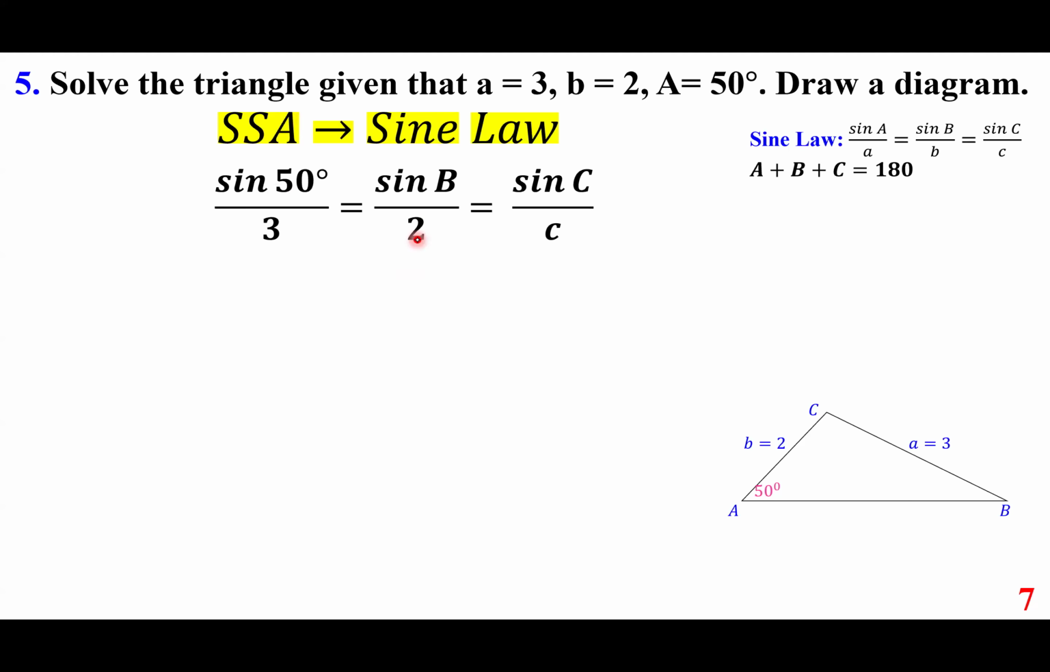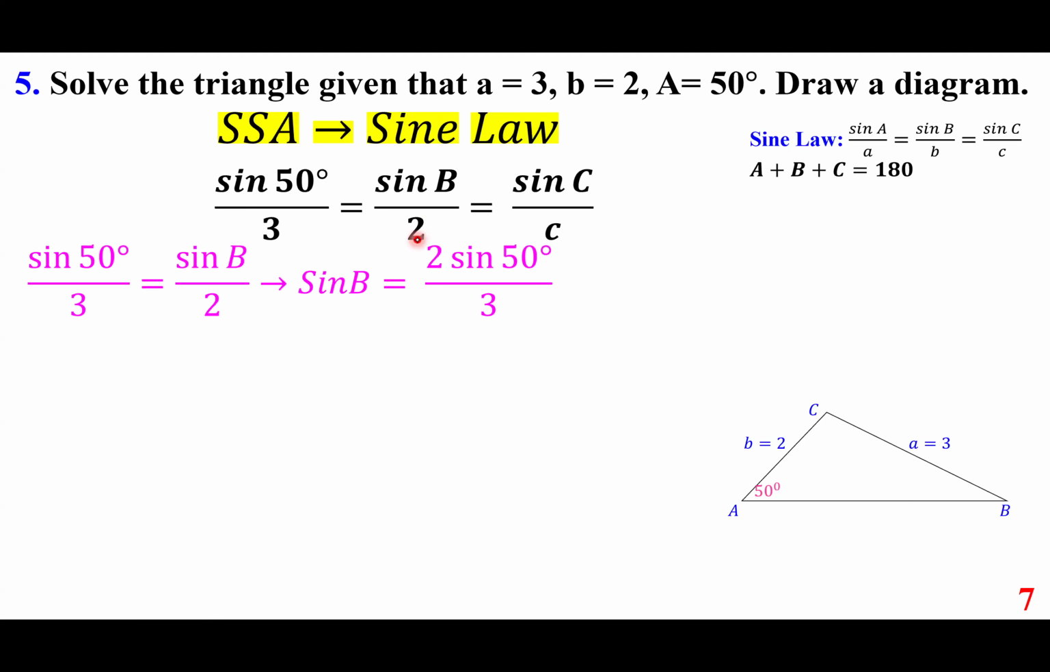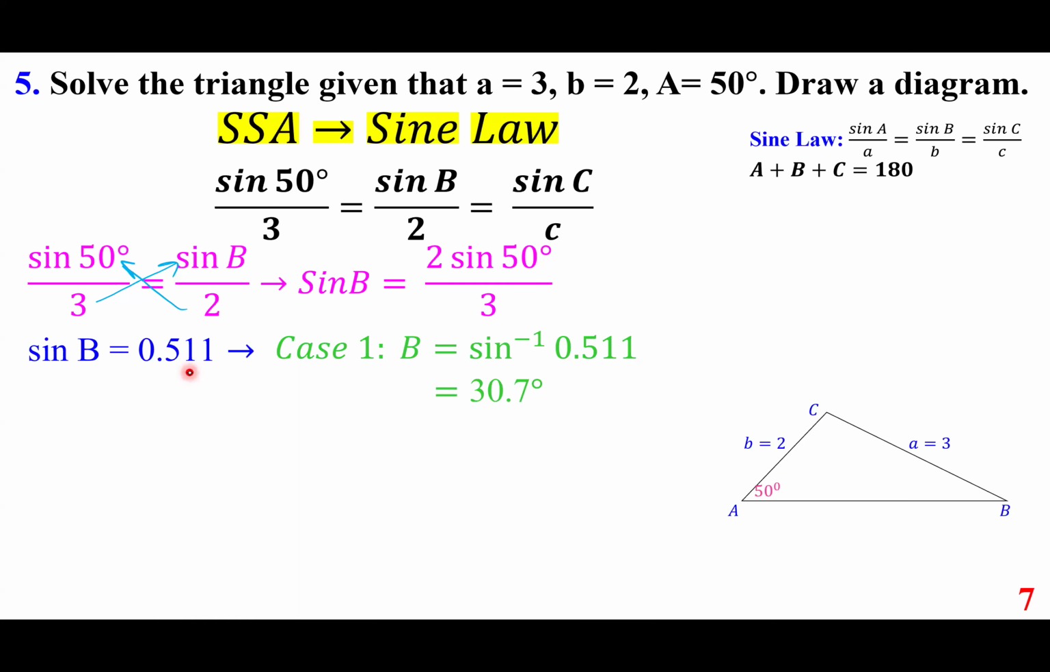Okay, everybody, which means the cross product results in sine B being 2 sine 50 divided by 3. Sine B is 0.511. So case 1, B is sine inverse of that, 30.7 degrees. So that's the first case, everybody.